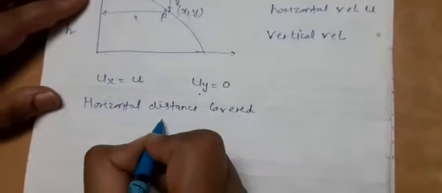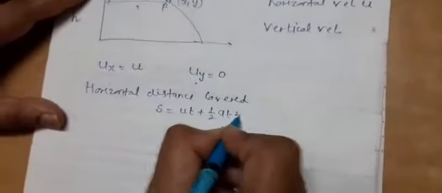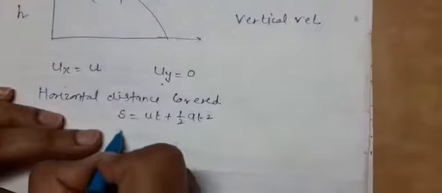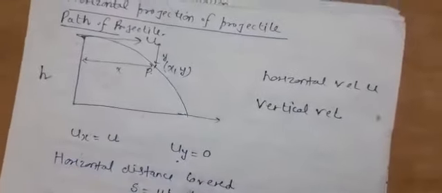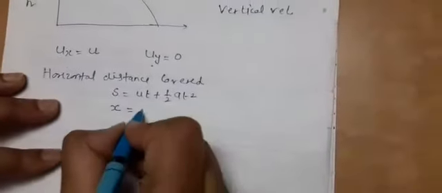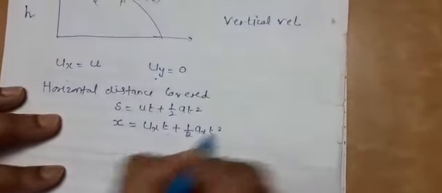For the horizontal distance covered, we simply use s equal to ut plus half at square. Here we are using only the horizontal direction, so we can use x as the coordinate. For this point P the x coordinate is small x, so I will use this one. x will be equal to u_x t plus half a_x t square.